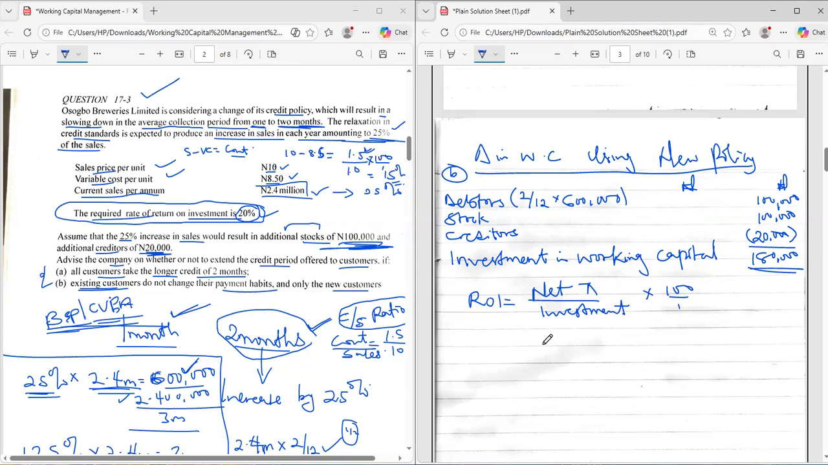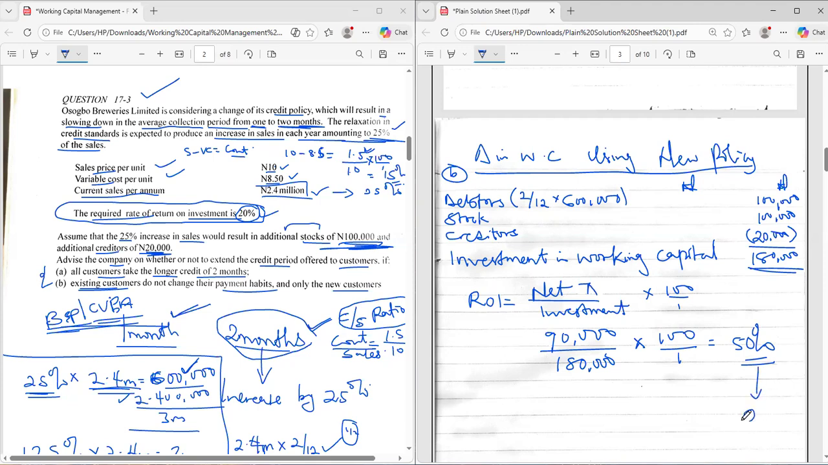So what's our net profit? It is 90,000. We've done it before. Divided by what's our investment in this case now? 180, multiplied by 100 over 1. What's our final answer? 50. 50. So who can go ahead to interpret this?